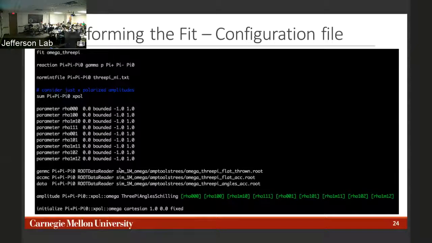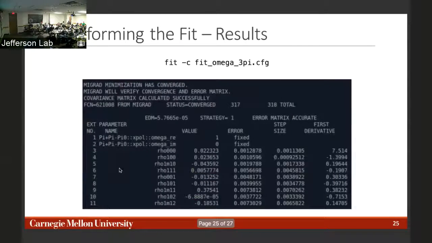And so finally, we're just going to fit this one amplitude. That's the 3 pi angles, and then we pass each of these in, and just sum in brackets. You put the name of each of these parameters, and then we'll just use fit-c with that configuration file.